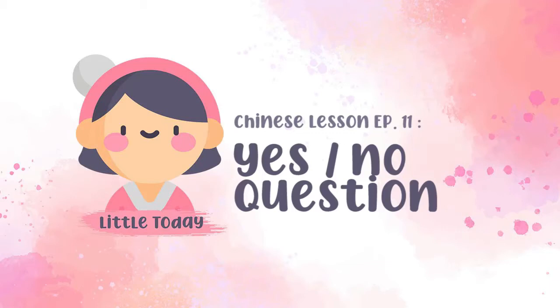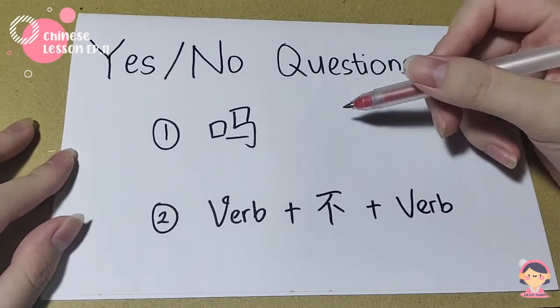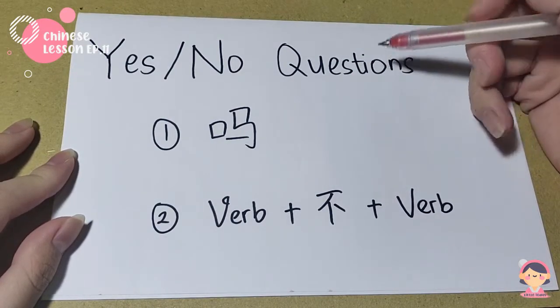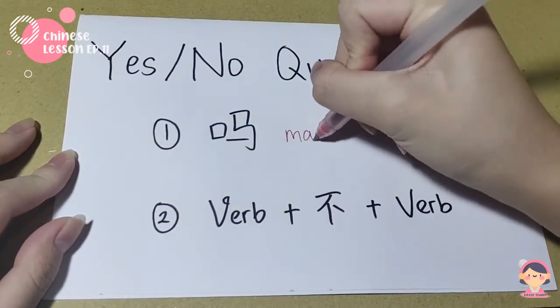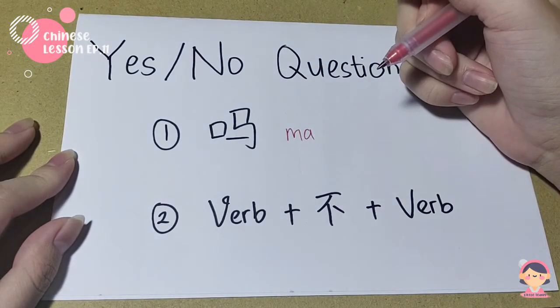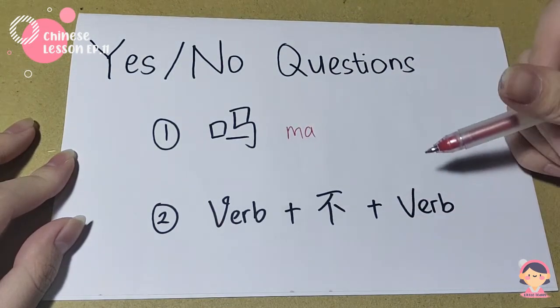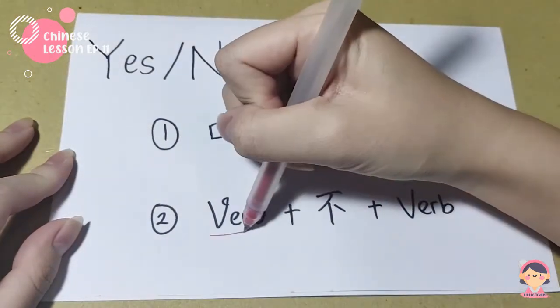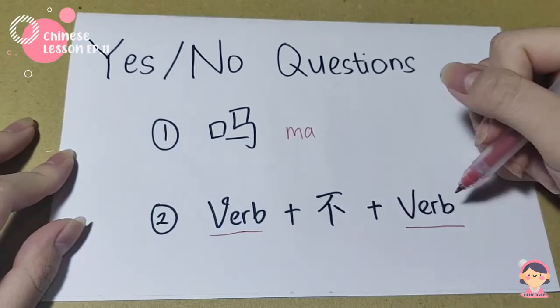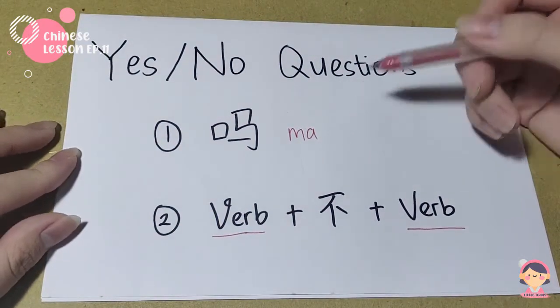Today we're gonna learn about how to make yes-no questions in Chinese. So there are two ways to make yes-no questions in Chinese. The first one is by using ma. Ma is a particle for making questions. And the second one is by using verb bu, verb. And remember, these two verbs are the same verbs. Now let's start with the first one.